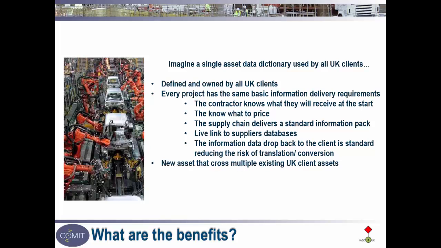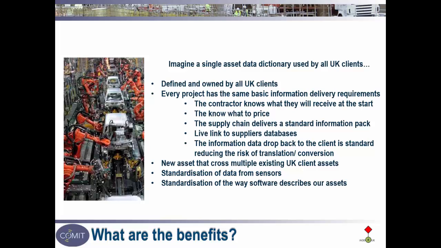If we create a new asset that crosses multiple owners' assets, such as HS2, the data coming in will be what is expected and will easily feed into the client's asset information model. We can standardize what information is relevant from the remote sensors, and potentially this could break down the interoperability issues which we currently labour under. Across multiple asset owners, we can better compare the performance of our assets, and finally, we can reduce the risk and costs of information we need to deliver those government targets.